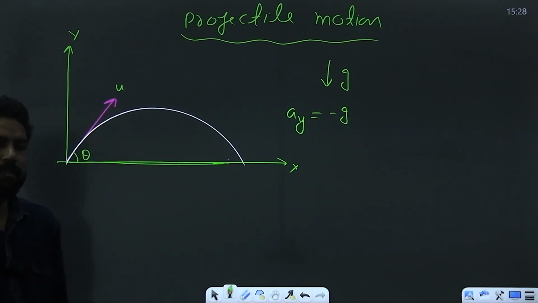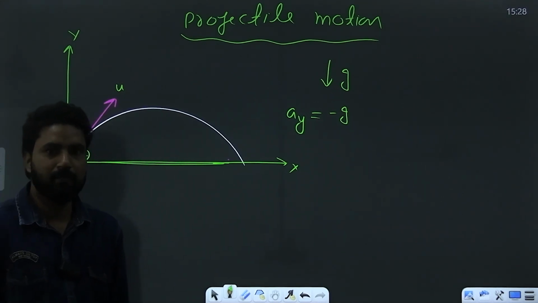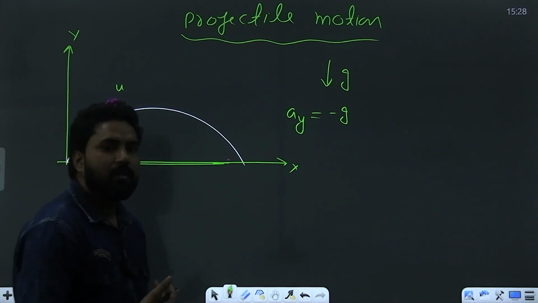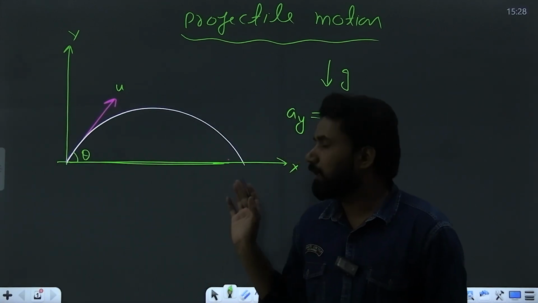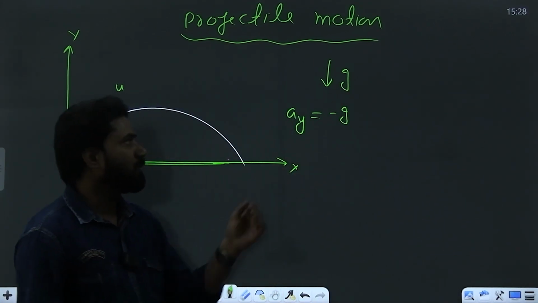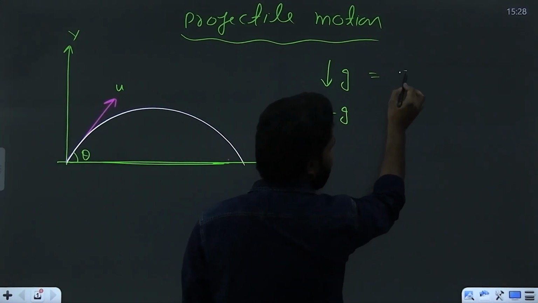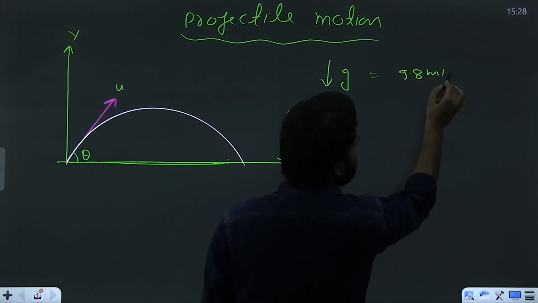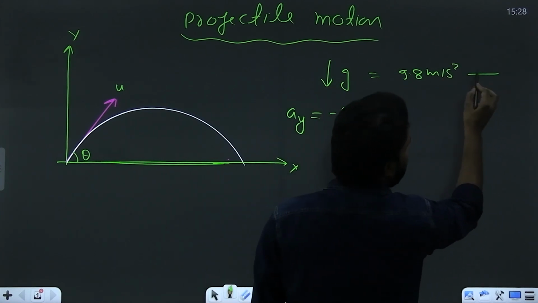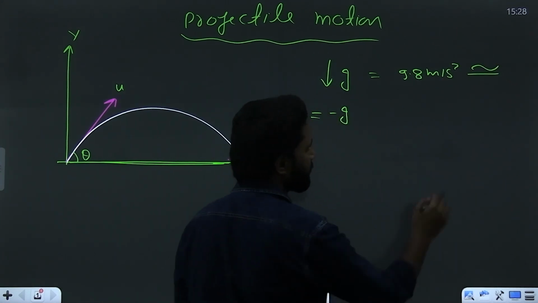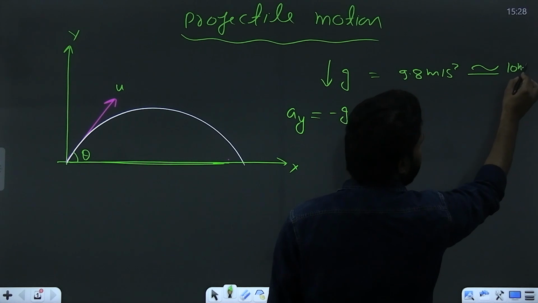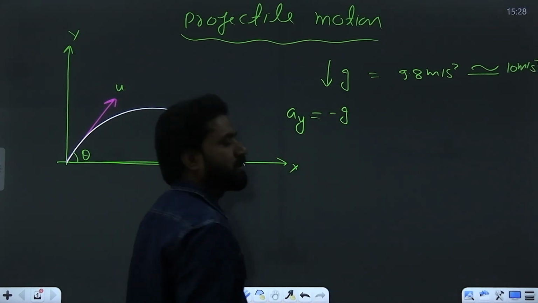Near the earth's surface the value of g is 9.8 meter per second square, but to make the calculation simple, we take the value of g as 10 meter per second square. Otherwise, it is 9.8 meter per second square.